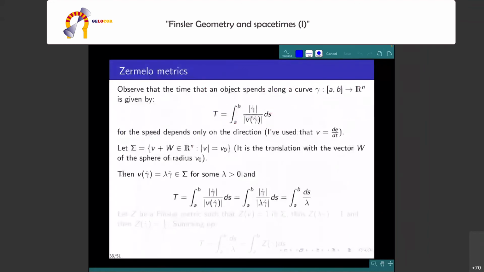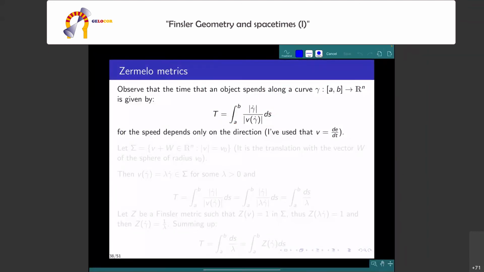So let us see how to reduce the Zermelo problem to Finsler geometry. In principle, what we want to do is to minimize the time, so we have to compute the time. How can we compute the time? Well, you know that velocity is equal to space over time. So the differential of time is equal to the differential of the space over velocity. Making the integral, we obtain this formula here.